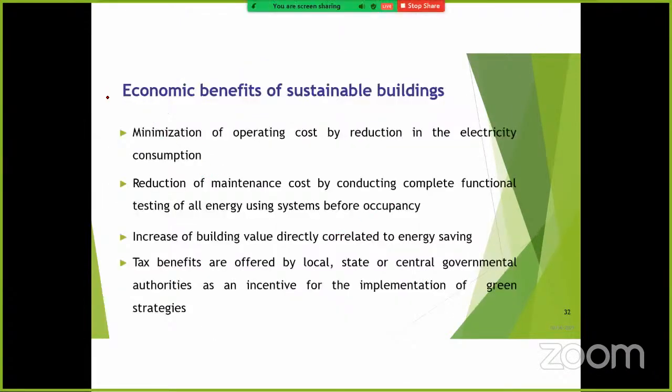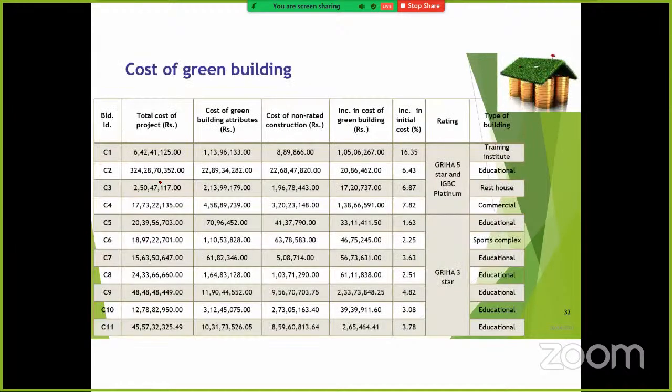Now the economic benefits of sustainable building. First is minimization of the construction cost by reduction of electricity, that I think I discussed in the very first part. Now we will see the real case studies from India. I told you that I compared what I have done. I have collected the cost.